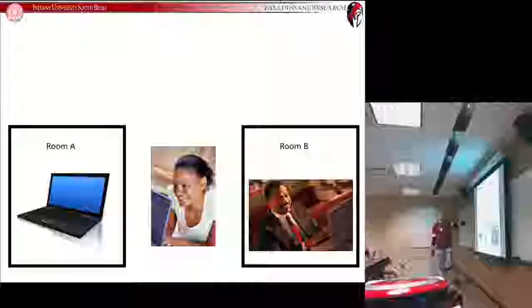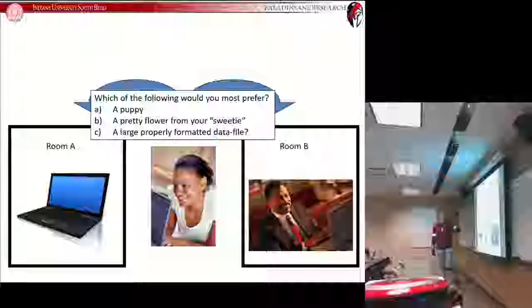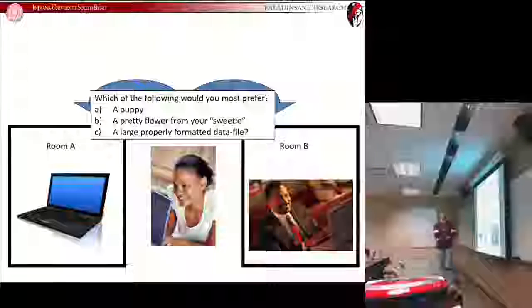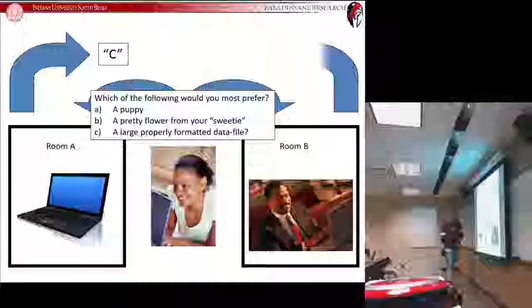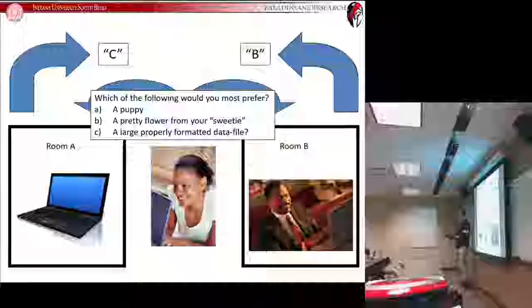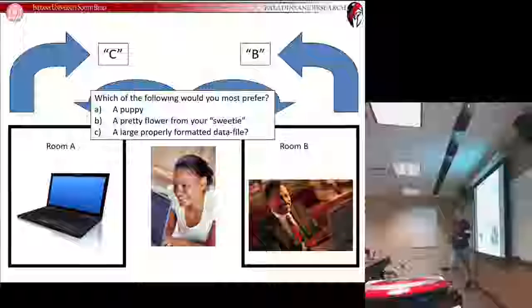So another question you could ask. You know, we saw this one. Which would you most prefer? A puppy, a pretty flower from your sweetie, a large properly formatted data file. And now you get the answers C and B. So now you start to think to yourself, okay, maybe I know where the computer is. Maybe I know where the AI program is.